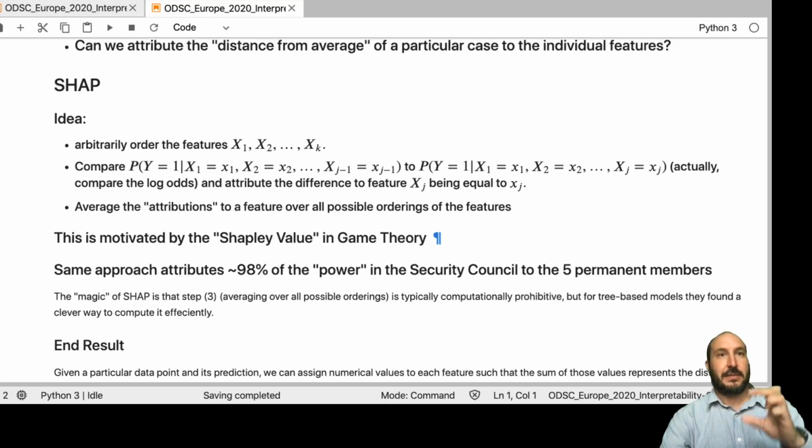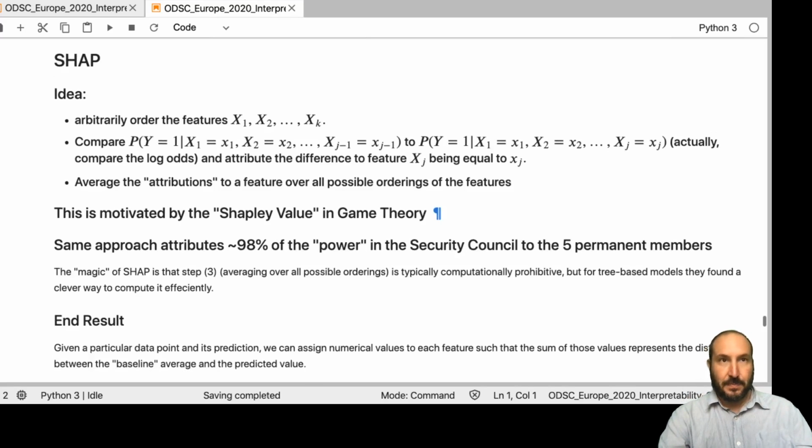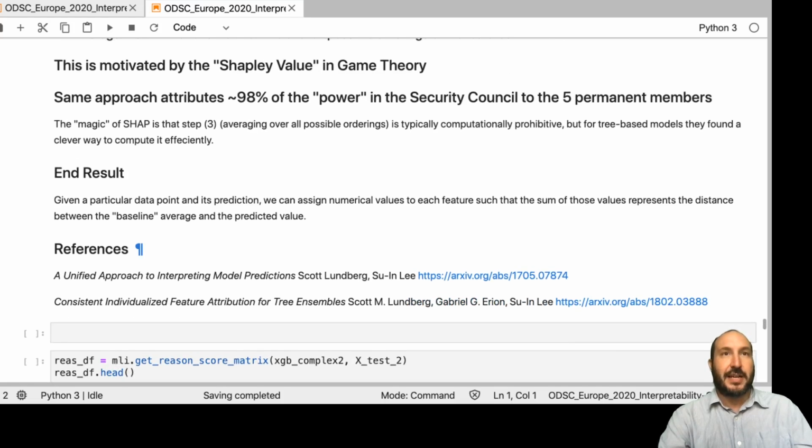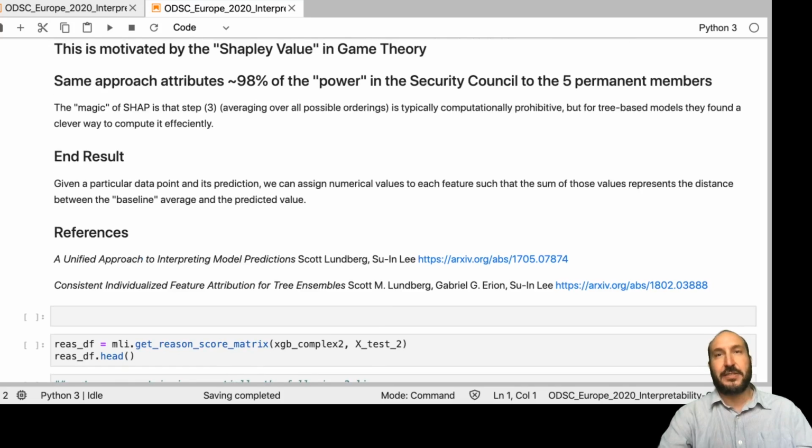And we're going to attribute that value to age. So, if you're interested, I recommend learning a little bit about the Shapley value.